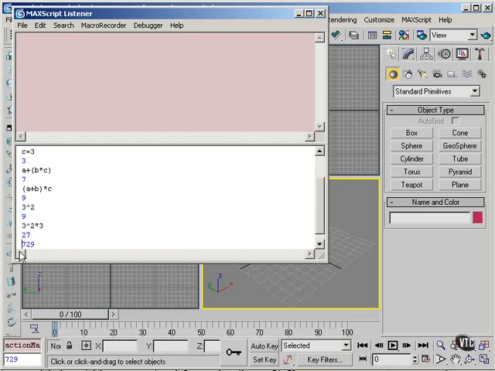And it comes back with 27. And the reason for that is that the exponentiation took precedence over the multiplication. So Max performed the exponentiation first and then the multiplication.